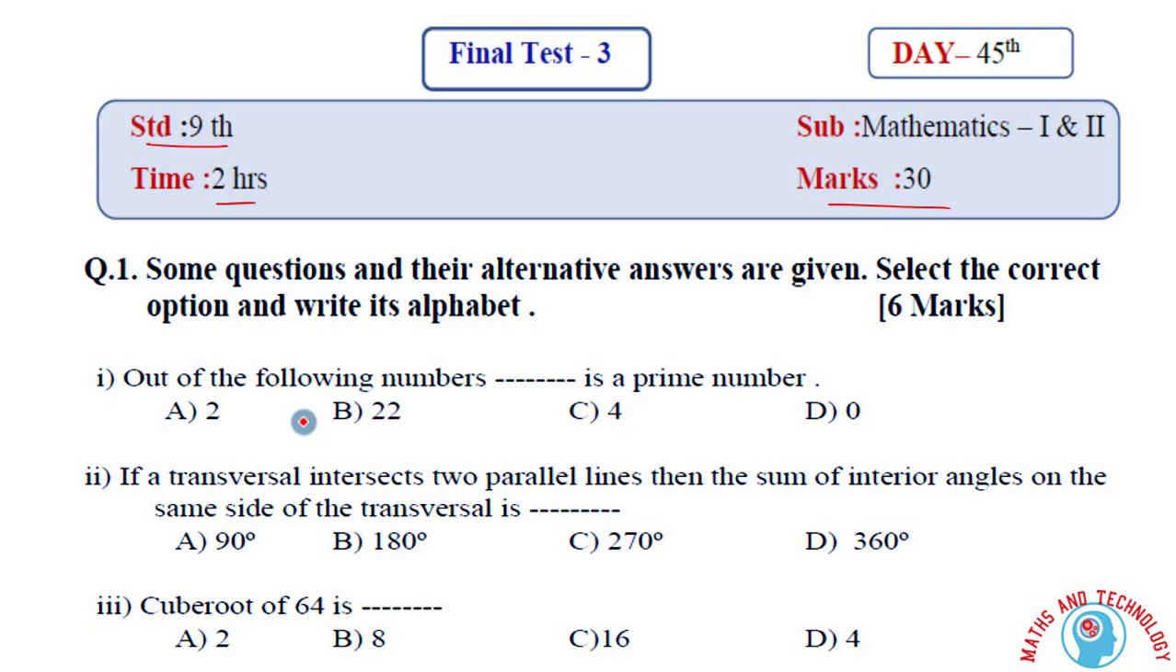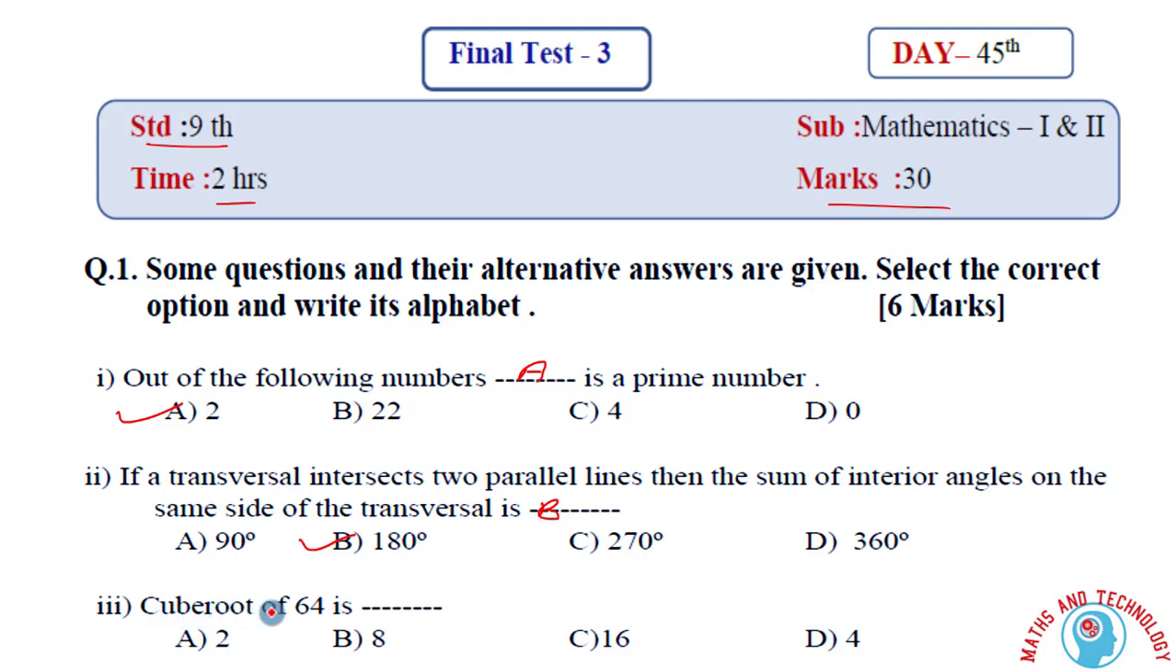We know prime number 2, 22, 4 and 0. Here 2 is the prime number, so the answer is 2, or we can write here A. Select the correct option and write its alphabet, means here we can write A. Second question, if a transversal intersects two parallel lines, then the sum of interior angles on the same side of a transversal is 180 degree. 180 degree, that is B.